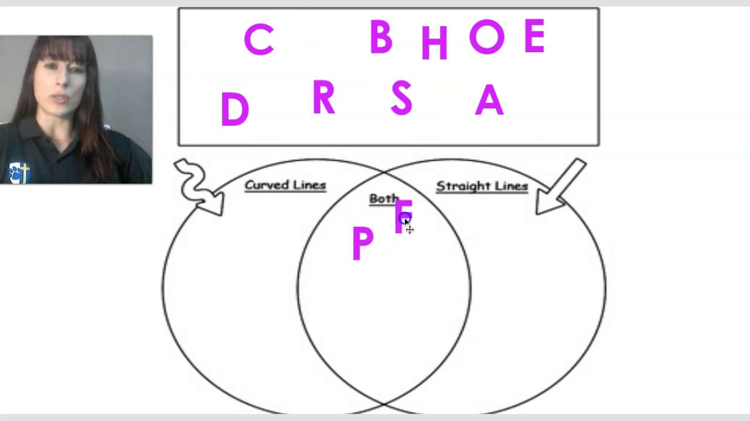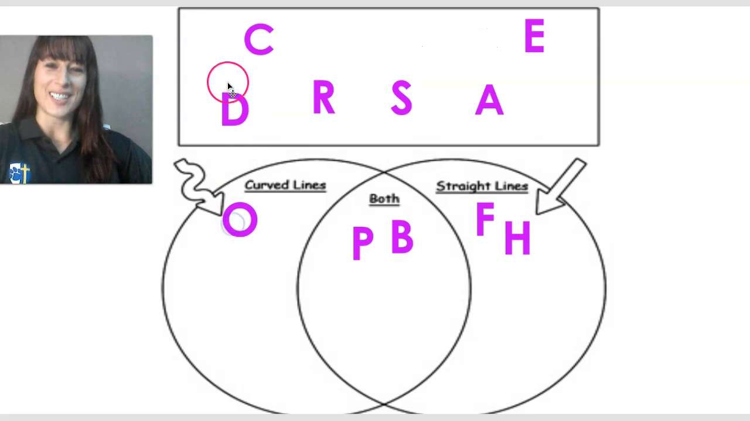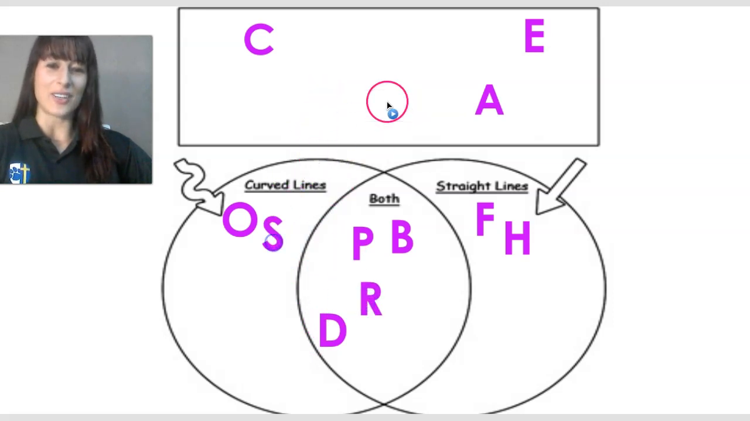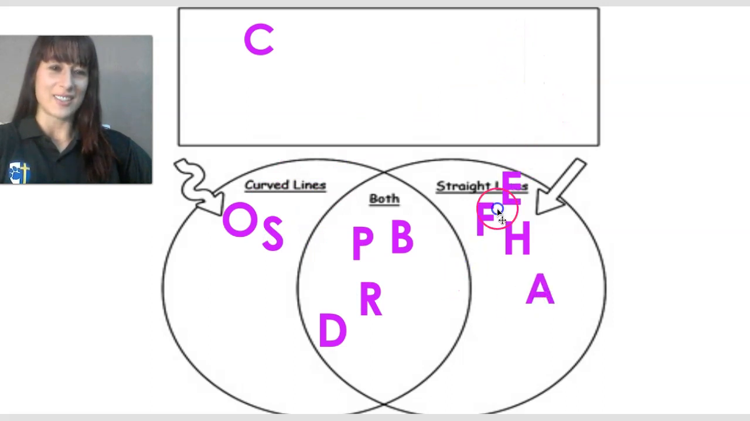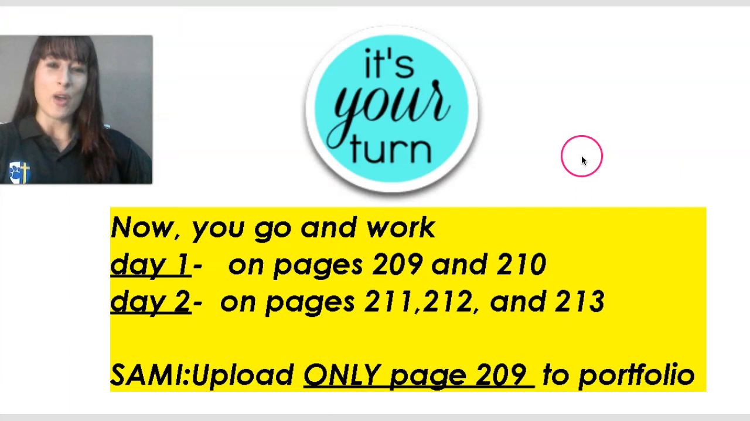Letter F has only lines. Letter B has both. Here I have a part of a line and I have a curve. Letter H, lines. Letter O, curved. D, both. I have a line and a curve, a part of a line and a curve. R has both. S, only curved lines. A, only straight lines. E, straight lines. And C, curved. Don't worry, you'll get the speed too. This is what we have for today.